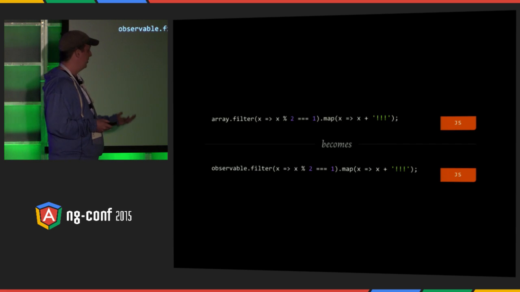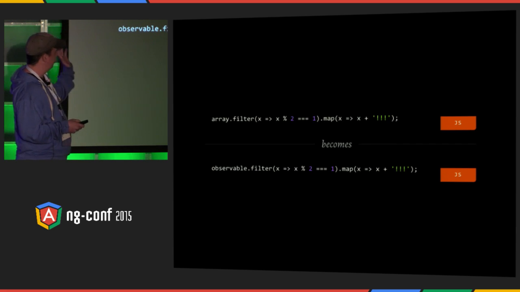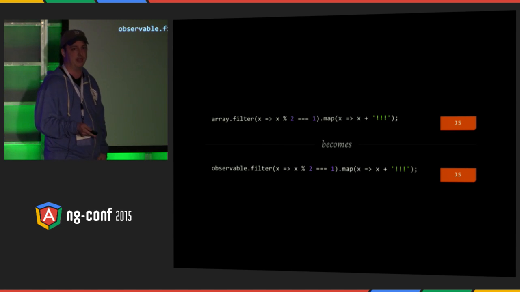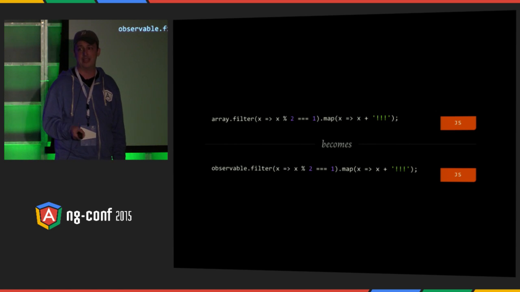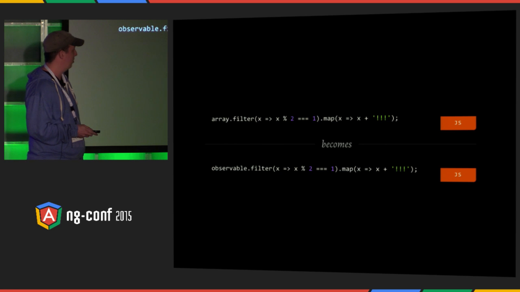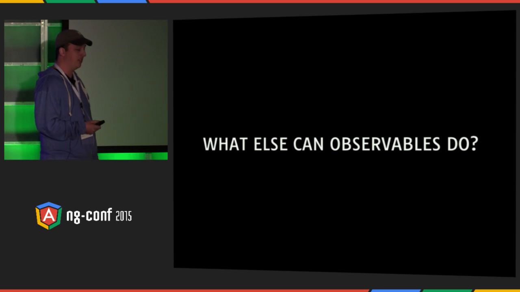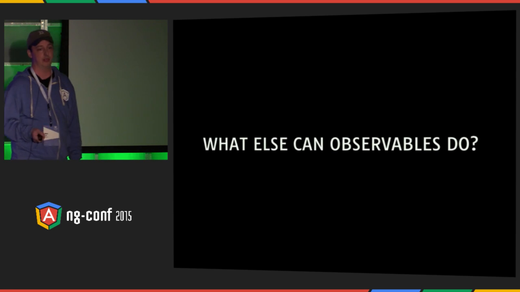And the nice thing is, when you use this feature, array filter map actually just becomes observable filter map. So the semantics are very much the same. But then all of a sudden, all of those additional arrays and garbage collection I was doing are gone. And performance was where we wanted it. So I started asking myself, what else can observables do? This is a pretty cool library.